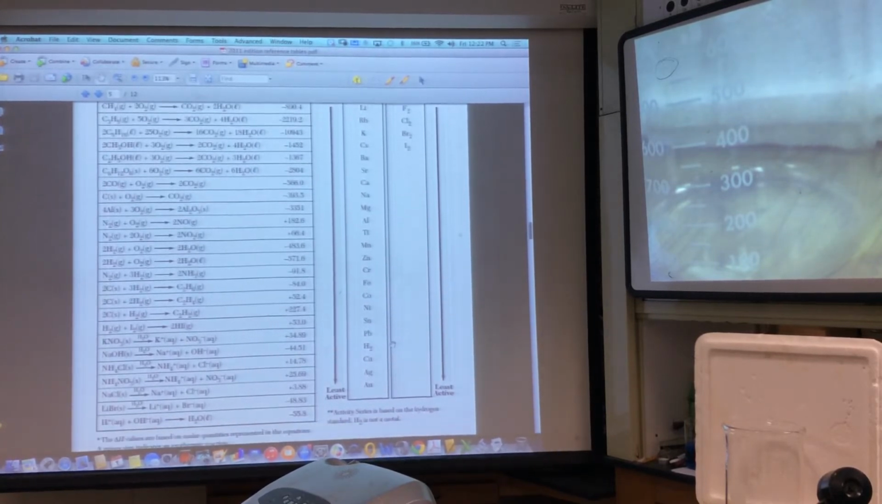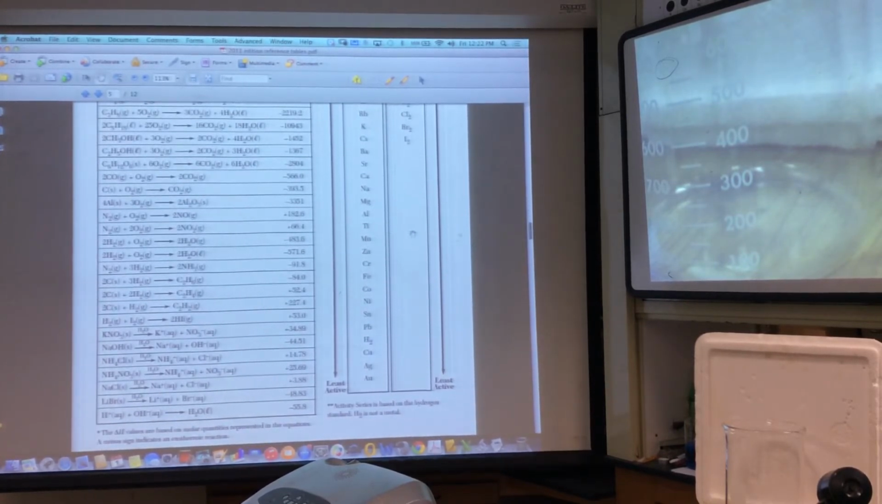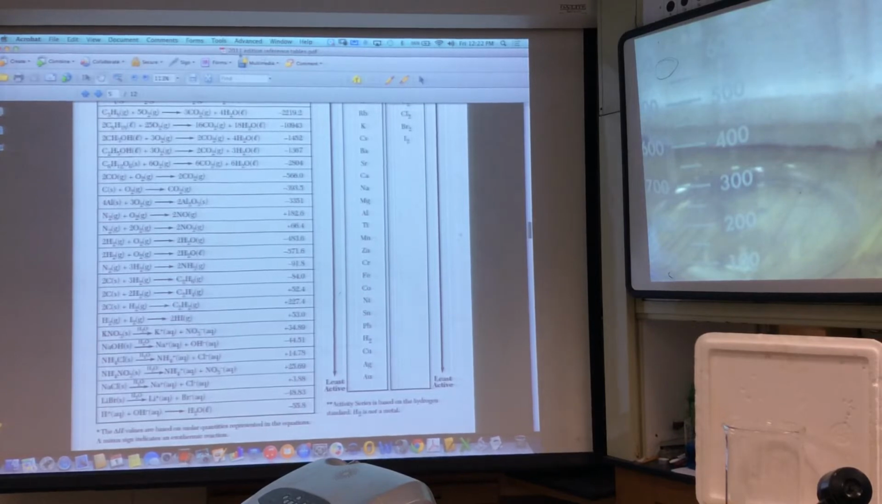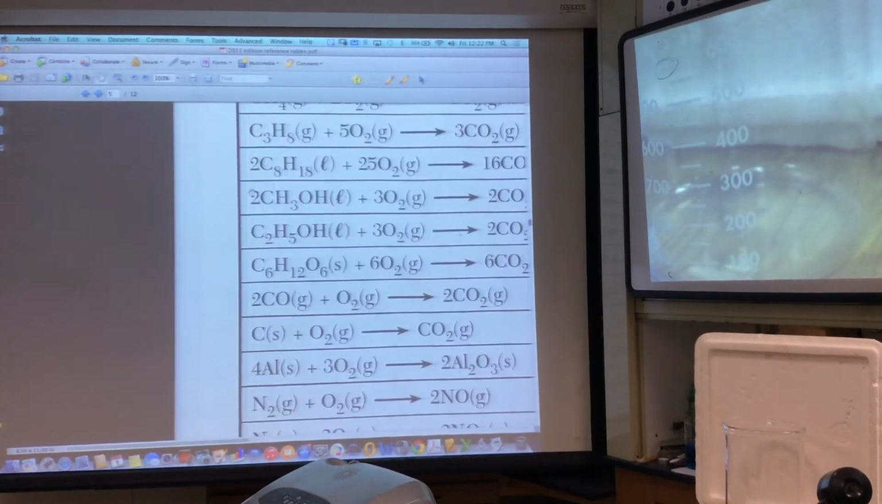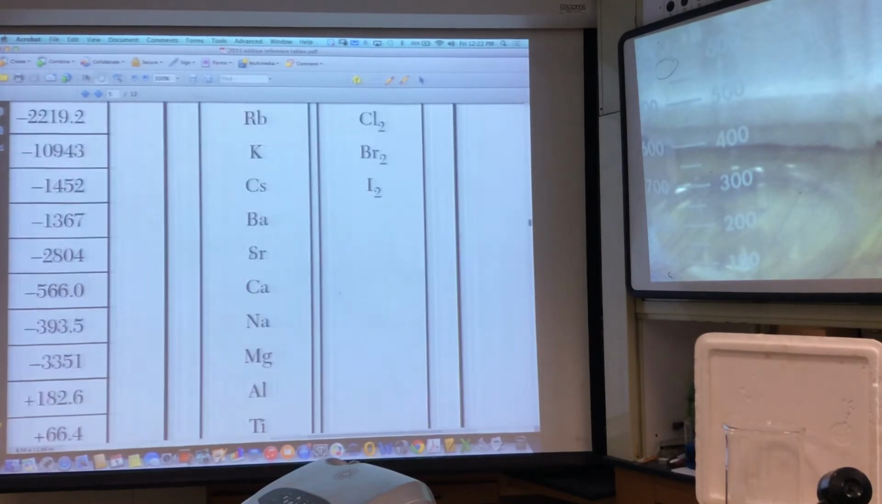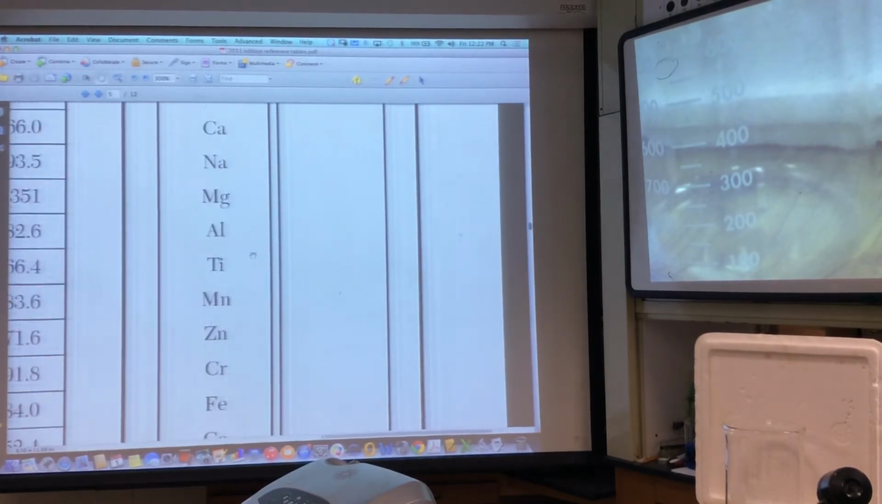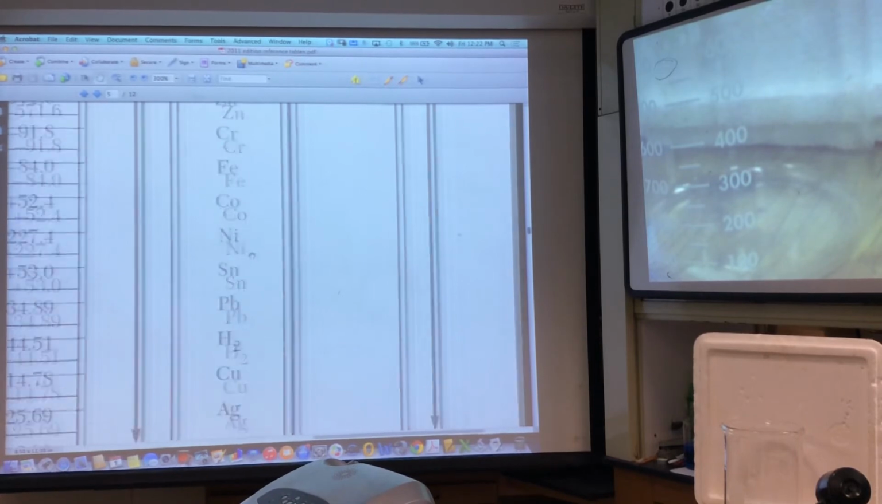Let's go find where tin is. Tin is Sn. Where is tin? Let's make this bigger for everyone to see, up close and personal. Sn. Toward the bottom, right?